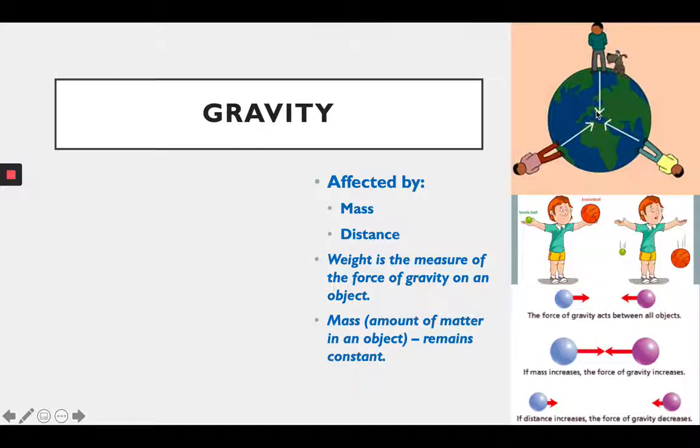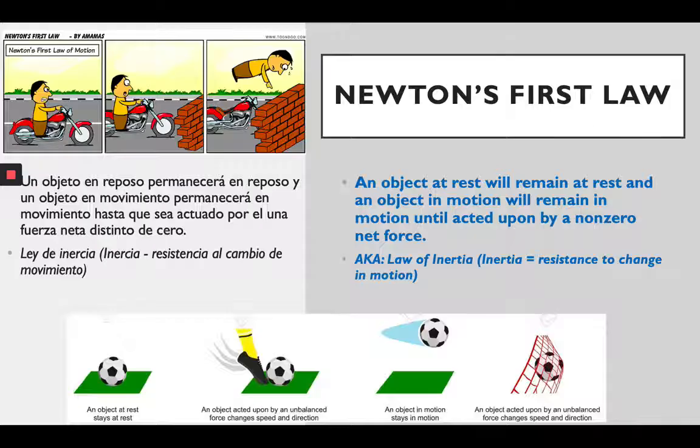Then another important thing to remember is that gravity is an attraction force. That is the reason why when things fall, like this guy with the basketball and the tennis ball, things always fall downwards because gravity is pulling everything towards the center of the earth.